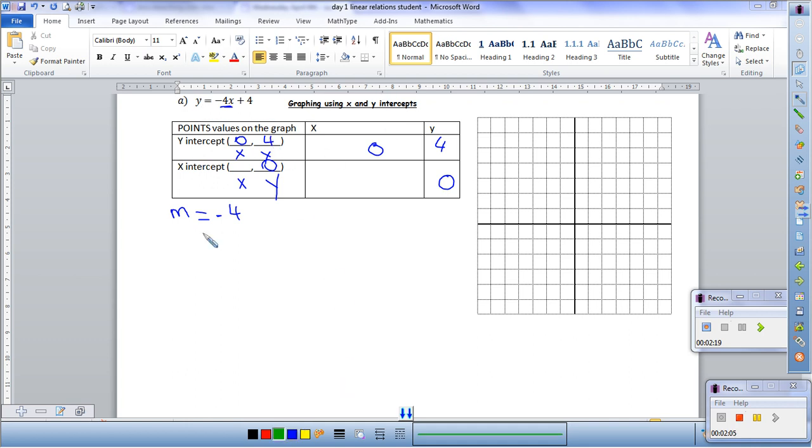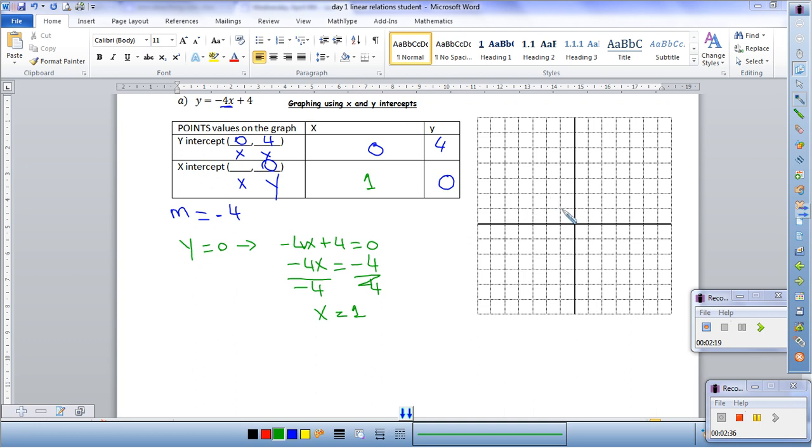Now, if y equals 0, then I have negative 4x plus 4 equals 0. I'm going to subtract the 4 on both sides to eliminate it. So negative 4x equals negative 4. Divide both sides by negative 4, and x equals 1. So we found our x-intercept at 1 and 0.